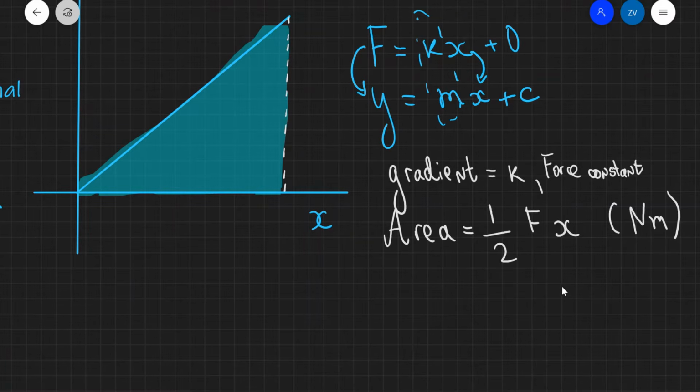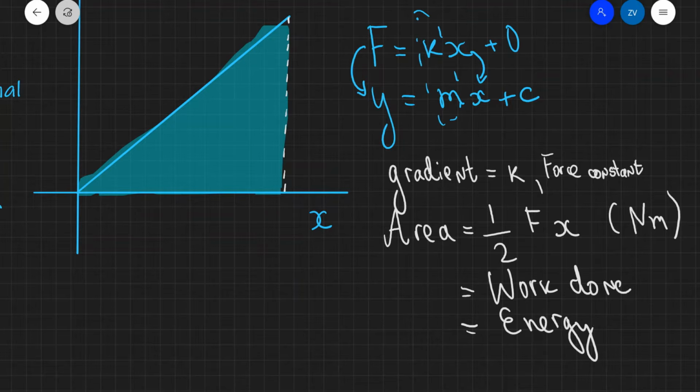Intuitively, this also makes sense because in order to find the work done, we need to multiply the force by the displacement that's been traveled in the direction of the force. So we can say that the area underneath the curve is equal to the work done, like so, which is also equal to the amount of energy, like so.